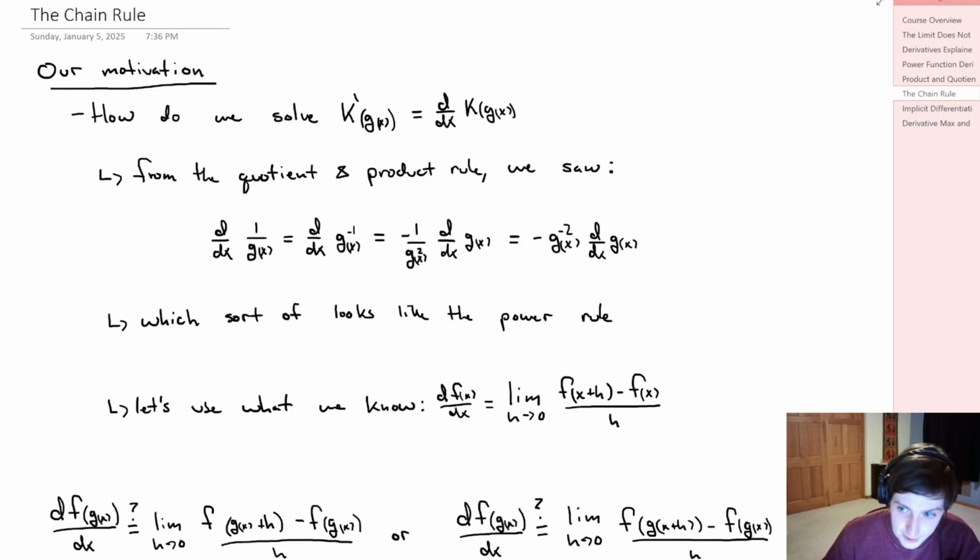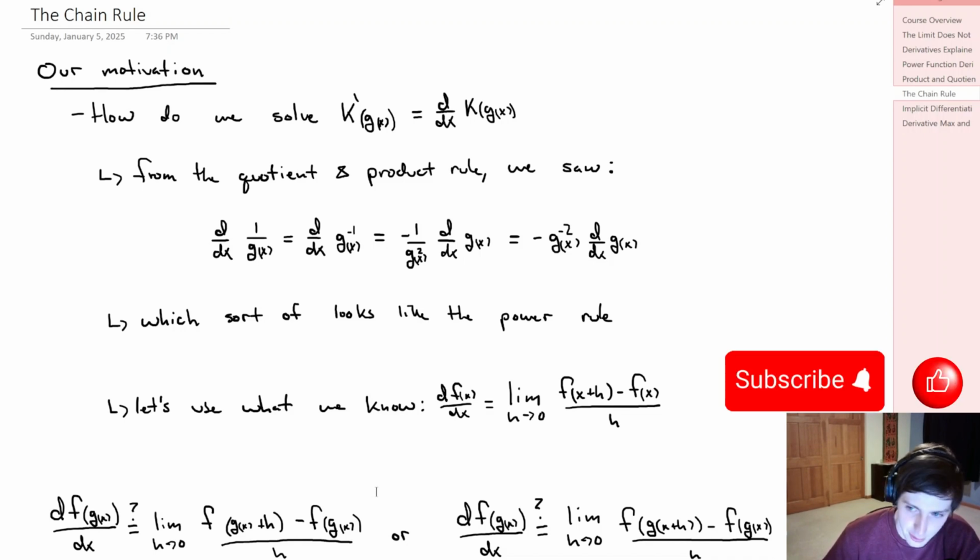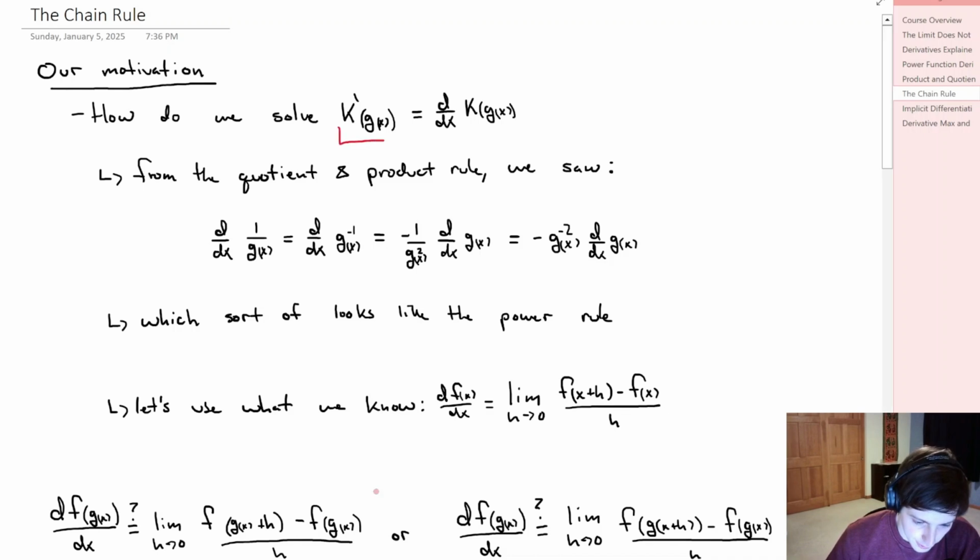Okay, getting into the last video of the night. In the previous video, we looked at the power and the quotient rule, and we ended that video with an odd looking term. The thing that we were getting confused about is we had this derivative of k, where k was a function of g of x, and we didn't know how to evaluate that function if we wanted to take the derivative with respect to x.